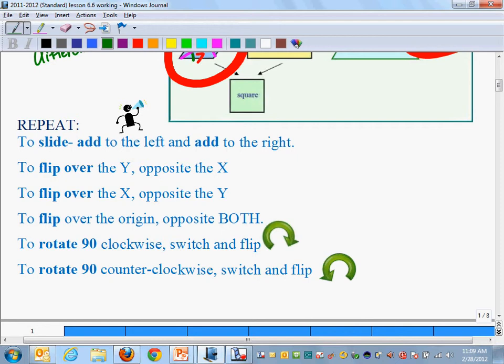Ready? Listen. I start. To slide. Add to the left, add to the right. You respond. To slide. Add to the left, add to the right. So it goes like this. The rapper says it once, and then the team responds. And then once you guys get kind of a beat going back and forth, go through all of these, start from the top, choose your rapper, and everybody else is the responder. Go.